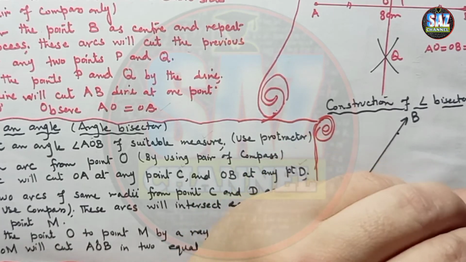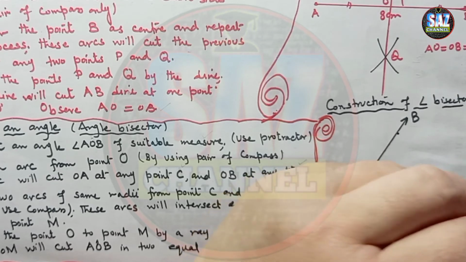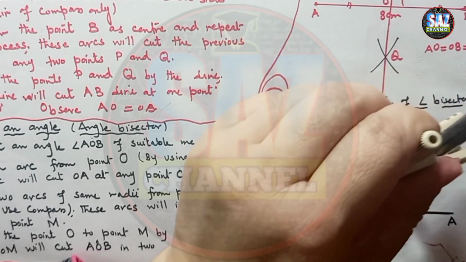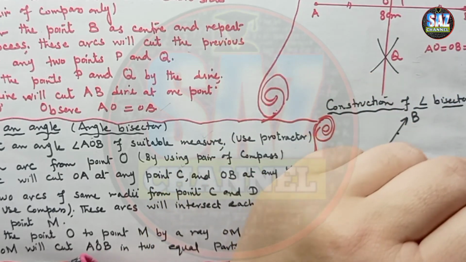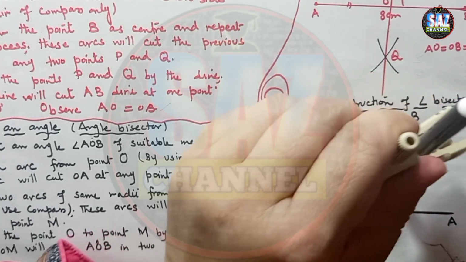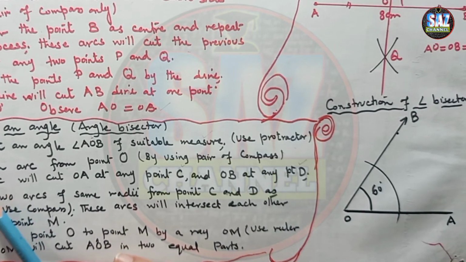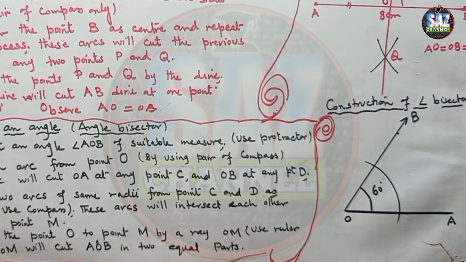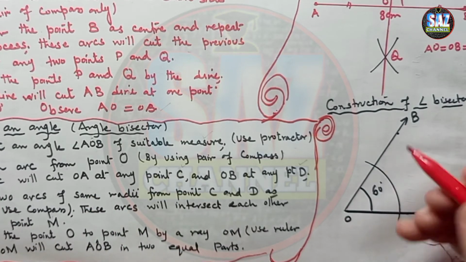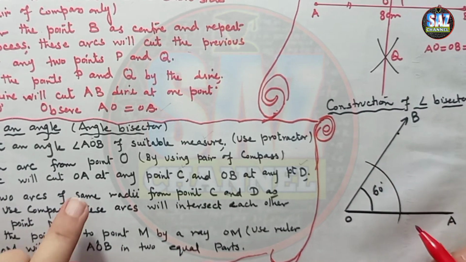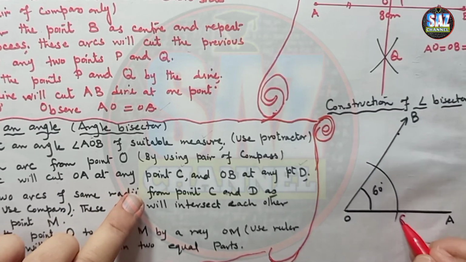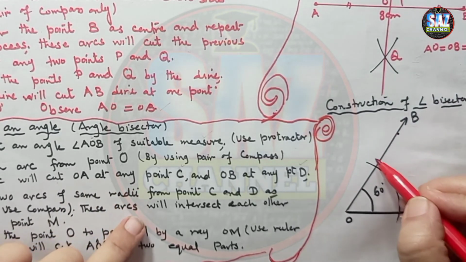Keep the needle on the vertex and draw the arc. This arc will be cutting or meeting the angle arms at 2 points. And let me read this procedure. This arc will cut OA at any point. It is your choice, okay? Like OA at C and OB at D.